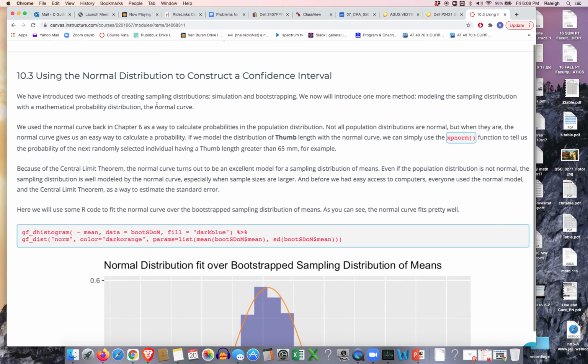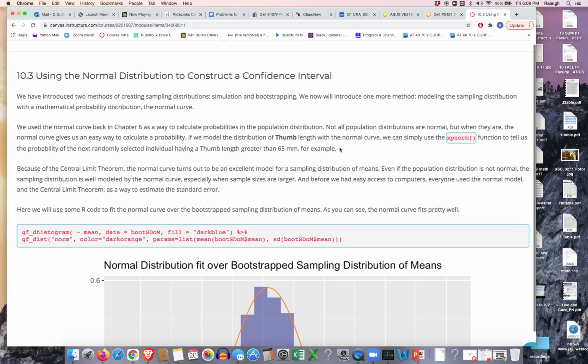Okay, we've introduced two methods of creating sampling distributions, simulating and bootstrapping. We now will introduce one more method, modeling the sampling distribution with a probability distribution, and that's the normal curve. Extremely popular. So popular they called it normal. We used the normal curve way back in chapter 6 as a way to calculate probabilities in the population distribution. And not all of them are normal, but it seems like the vast majority are. But when they are, the normal curve gives us an easy way to calculate a probability.